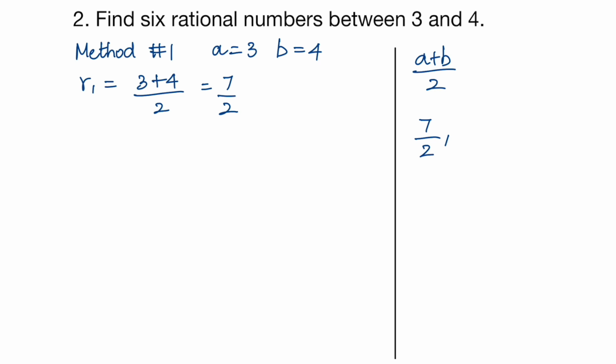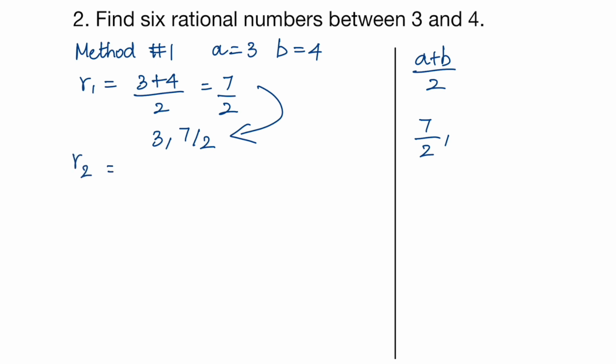Now we can use this as the new range and find new numbers. So now let the new range be 7 by 2 and 3, divided by 2. So R2 is equal to, I'm sorry, it doesn't seem like an R.